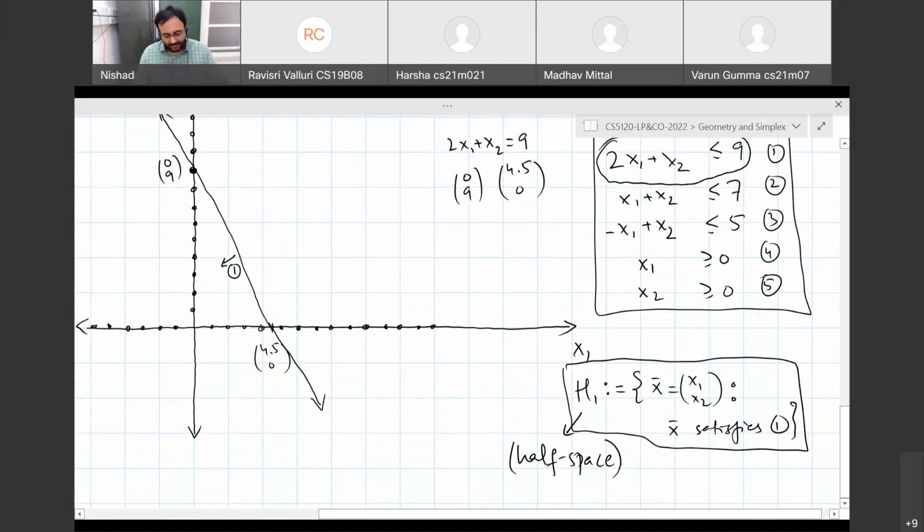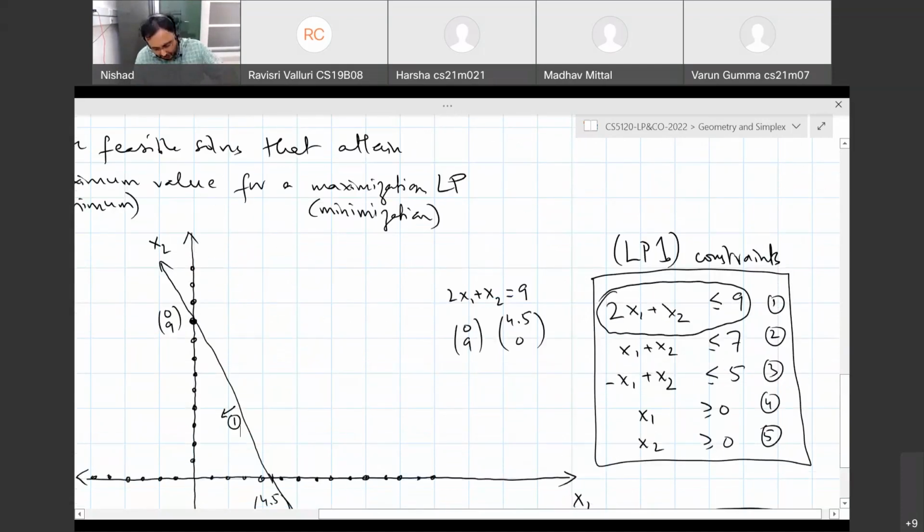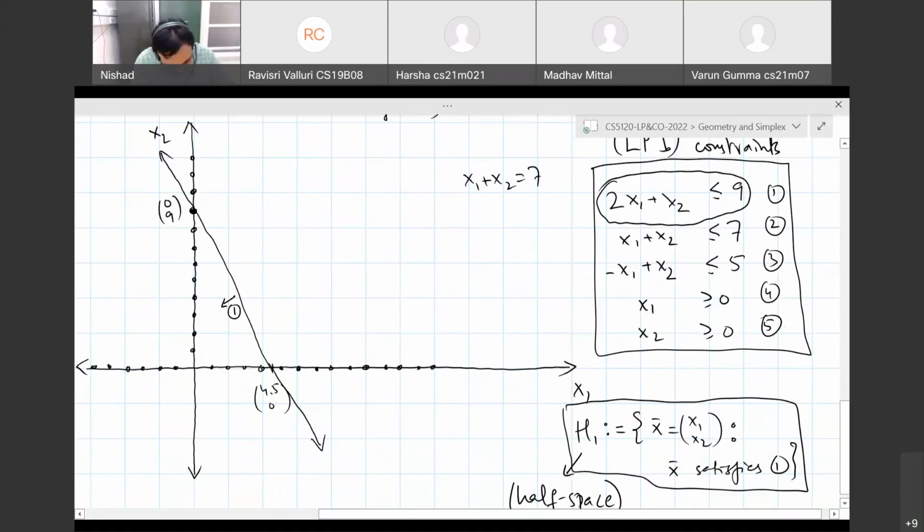Okay, great. Now I want to draw the second constraint and the corresponding half space. Let's look at this one: x1 plus x2 equals 7. That's very easy, right? (0, 7) and (7, 0) are 2 points, so let's just take them. This is (0, 7) and this is (7, 0). And let's draw this line.